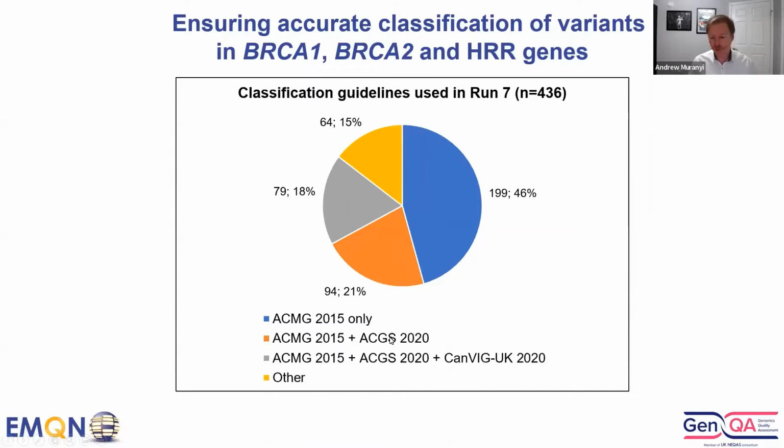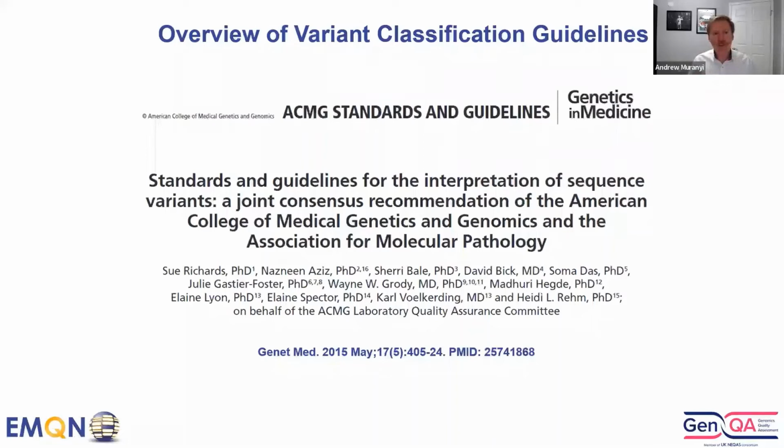So in 2015, the ACMG and AMP published the standards and guidelines for variant interpretation. And this set the foundation for standardizing variant interpretation across not only the country, but I guess across the world, the clinical labs.